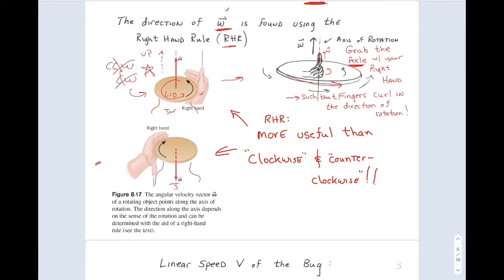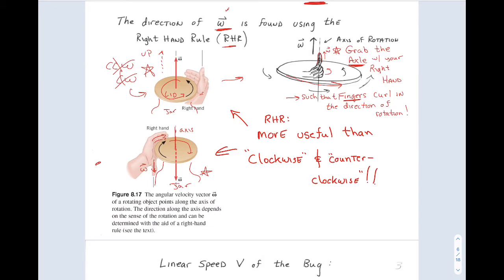This one over here, it's the same jar. Now this lid is rotating in that direction. How do you find the direction of the angular velocity omega vector? Same thing, right-hand rule. You grab the axle, so imagine this is your axle or axis. You grab that with your right hand, and your fingers have to curl in the direction it's rotating. When you do that, your thumb points in the direction of omega vector. So in this bottom picture, the angular velocity is down.